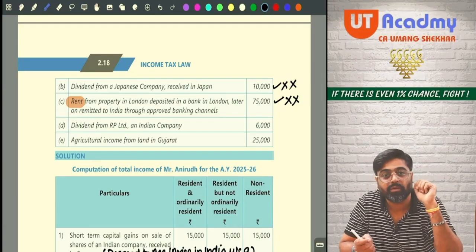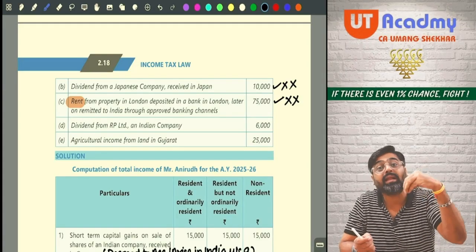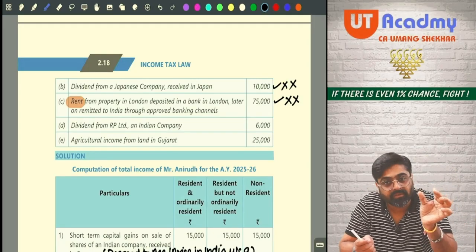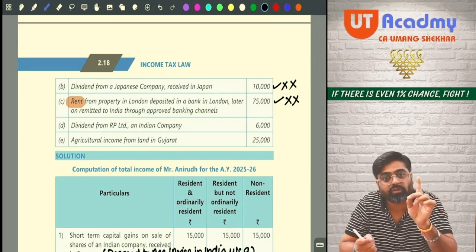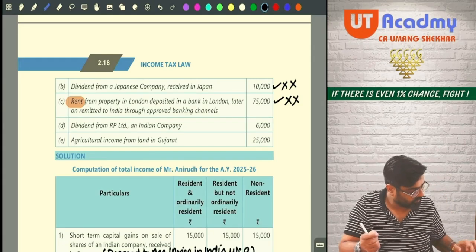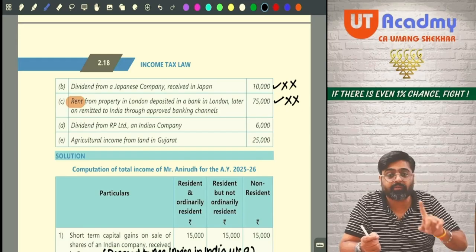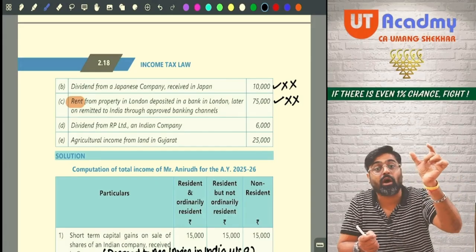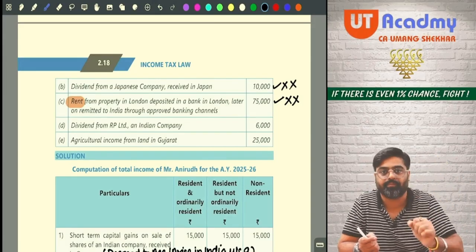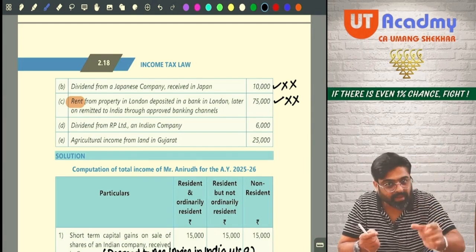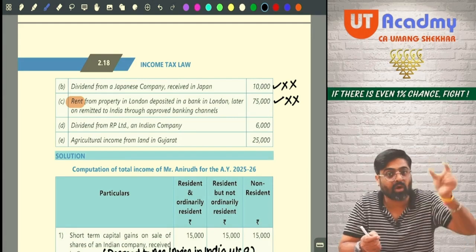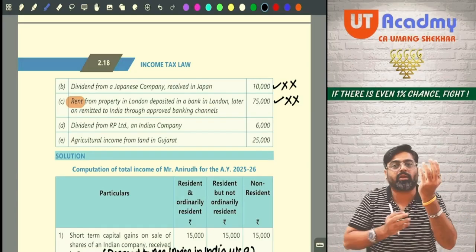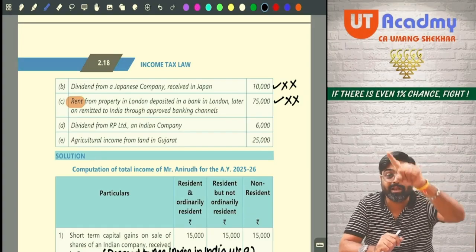So rent you will bring to house property head. Then out of that rent, you will take a standard deduction of 30%. How much remains? 75,000 minus 30%. You will get 52,500. Only 52,500 will be treated as your house property head income, computed. And whatever house property head computed income will be there, along with all the other heads computed income, yes or no? All those will be taken together to calculate your total income. And they are telling you to calculate total income.